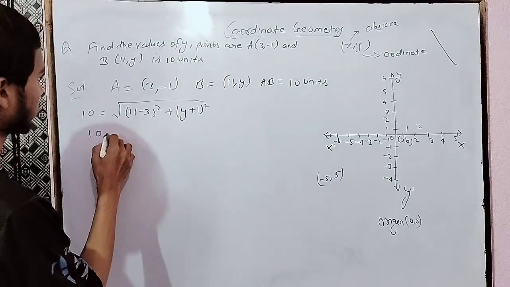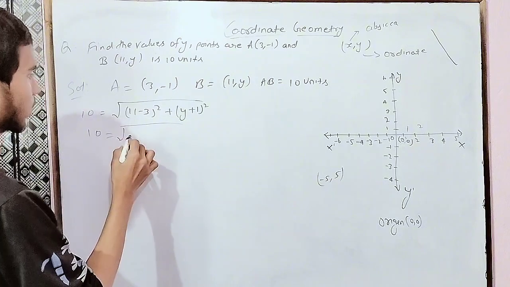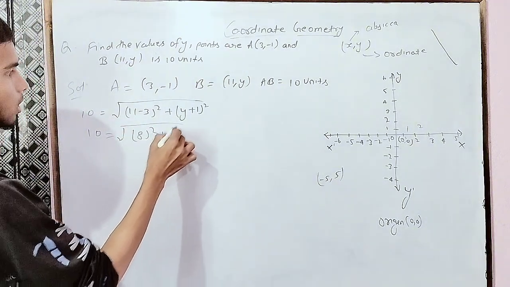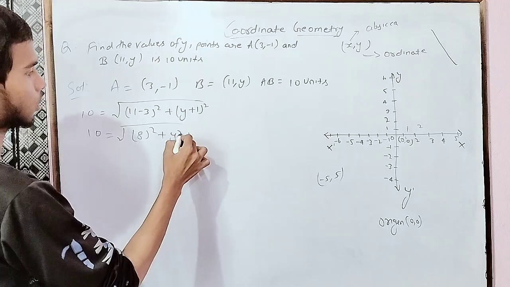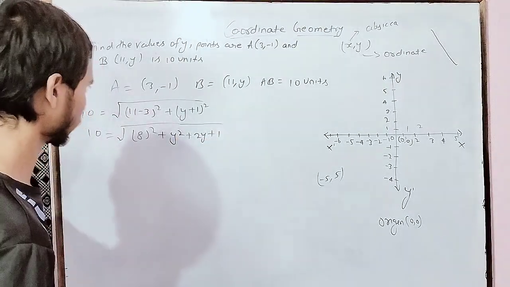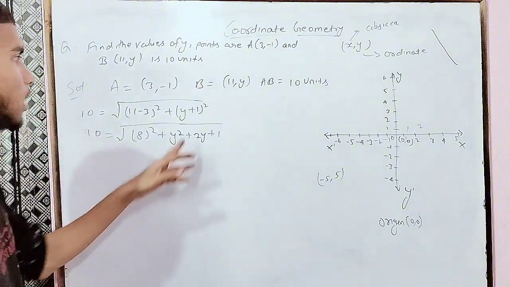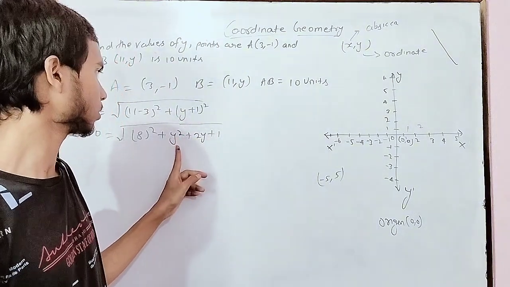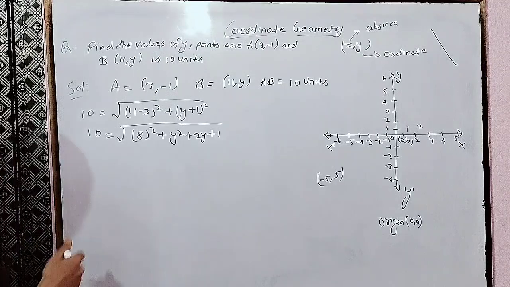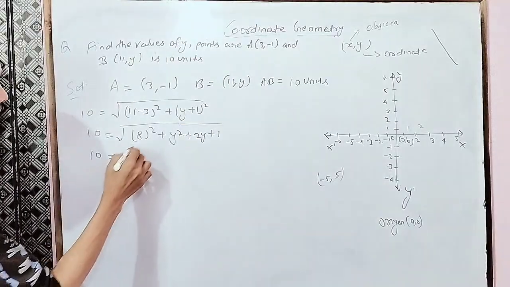So here we are going to simplify it. It will be 8 square, y square plus 2y plus 1. Okay. We have applied (a plus b) square, so a square plus 2ab plus b square. So here it is what?